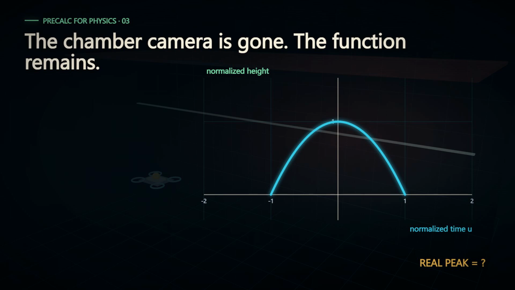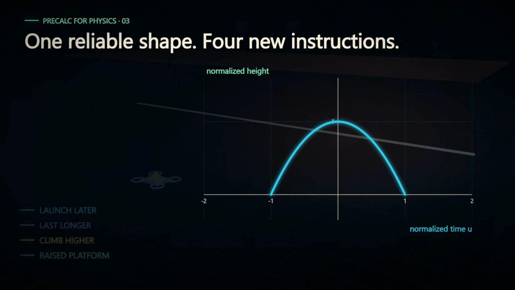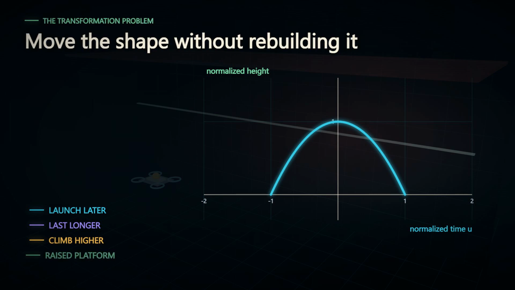The controller was not given a new path point by point. It was given 4 instructions: launch later, make the flight last longer, climb higher, and begin from a raised platform. The shape should survive while its position and scale change. Function transformations are the language for making one reliable shape perform a new physical job.